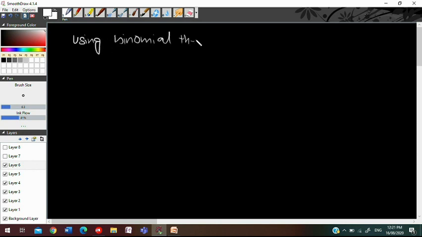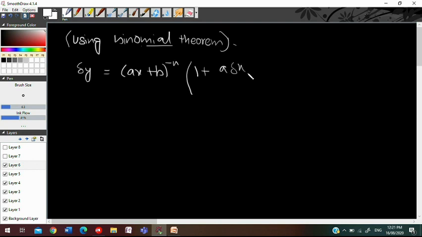Using binomial theorem, del y is equal to a(x plus del x) plus b whole power minus n, minus ax plus b whole power minus n. Before applying binomial theorem, here we are not applying binomial theorem at the moment. Just we are simplifying this term. If we take ax plus b power minus n as a common, the remaining term will become 1 plus a del x divided by ax plus b whole power minus n, and minus ax plus b power minus n, the second term is the same.